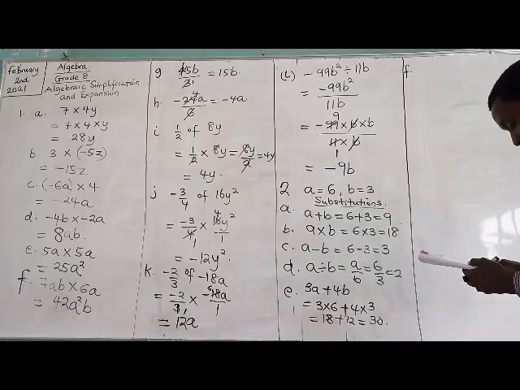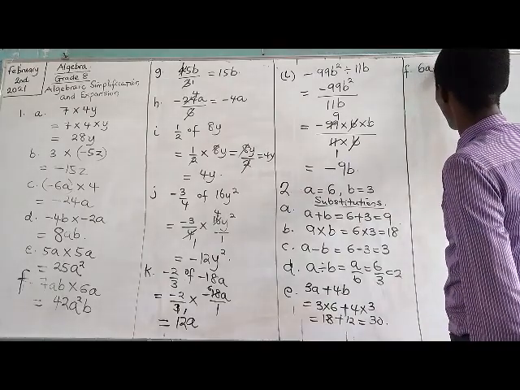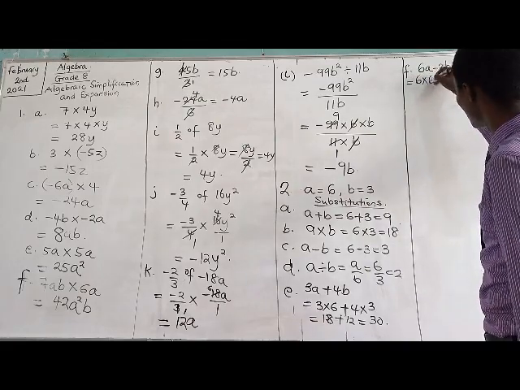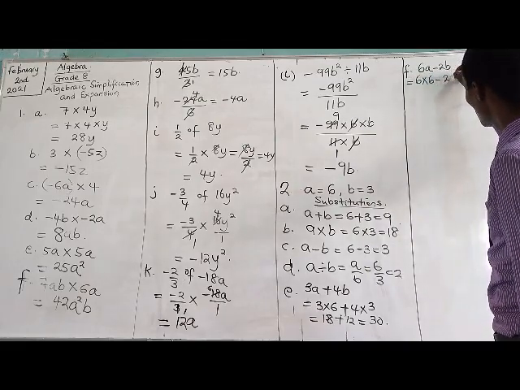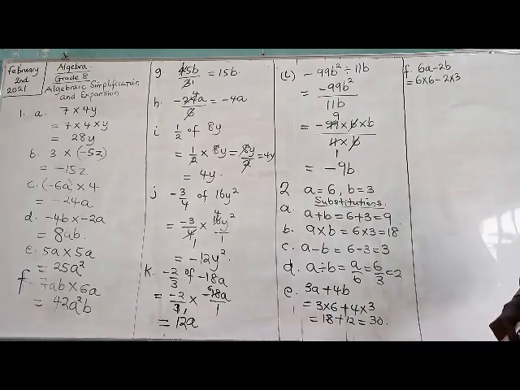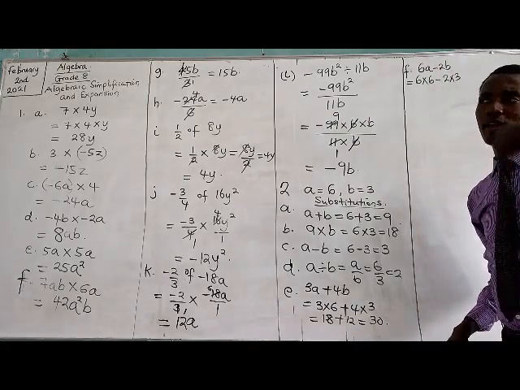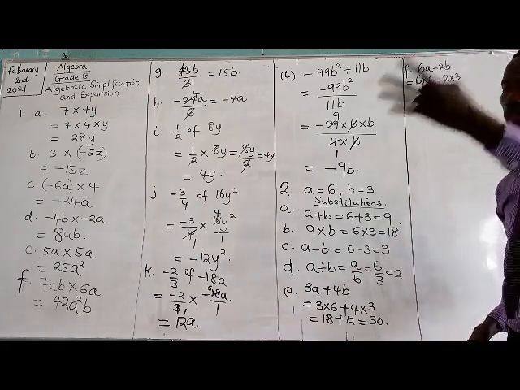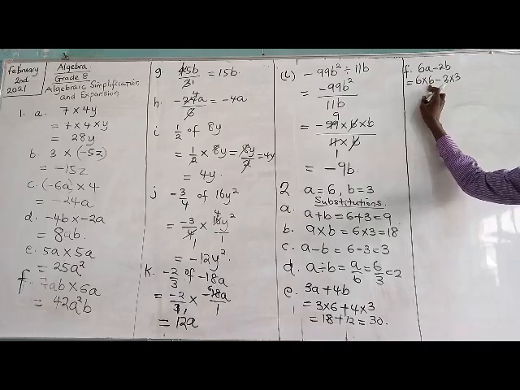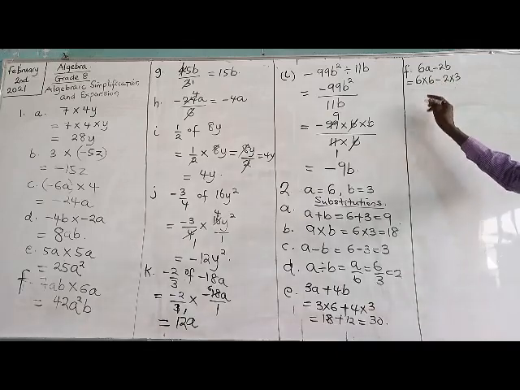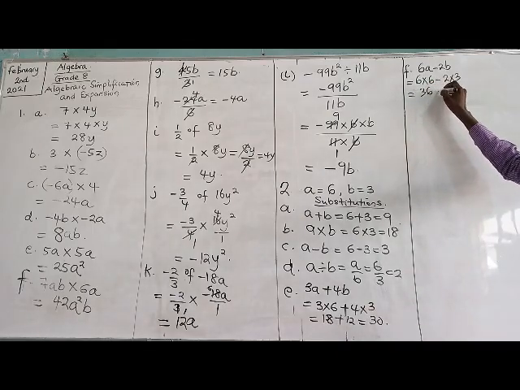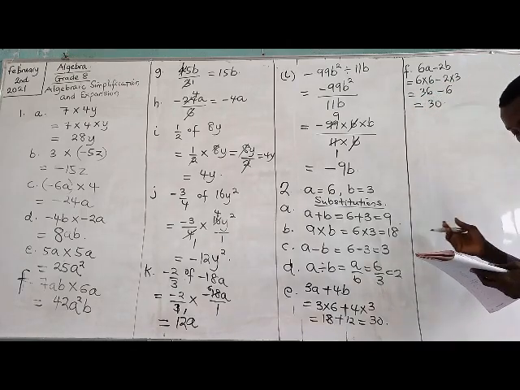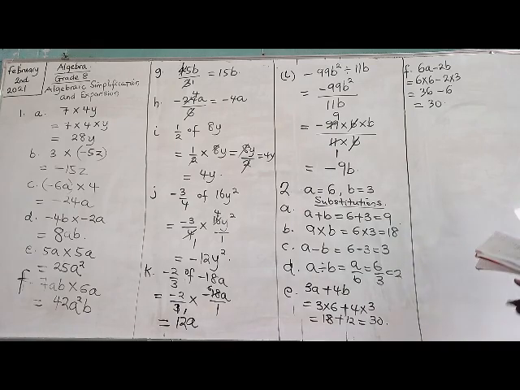In question F, we have 6a minus 2b. How do we do that? That will be 6 times 6 minus 2 times 3. Now, this is also an idea into the concept of BODMAS. You take care of the multiplication before you take care of the subtraction. So this will give me what? 36 minus what? 6. And that will just give me what? 30. That's for F. And then we go to G.